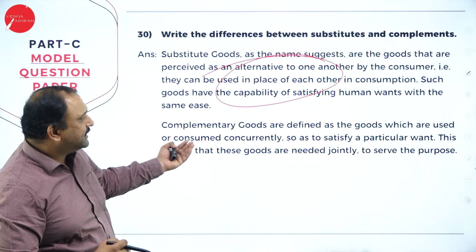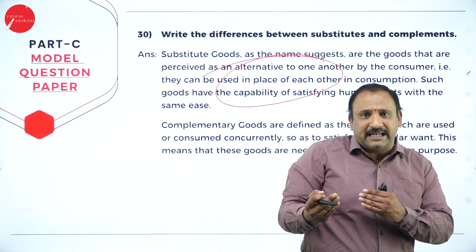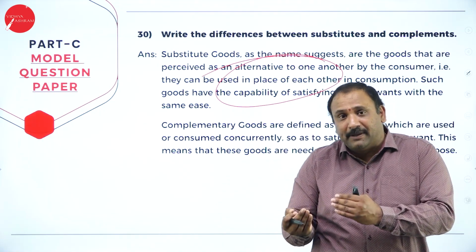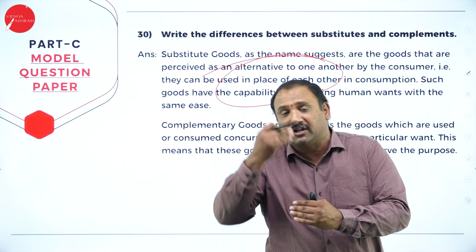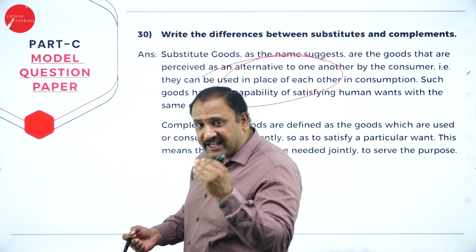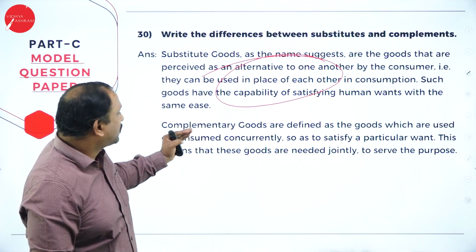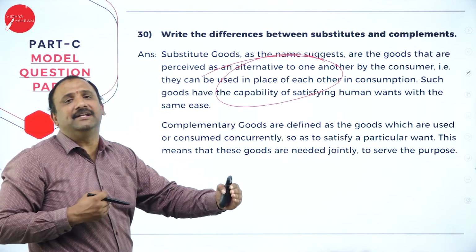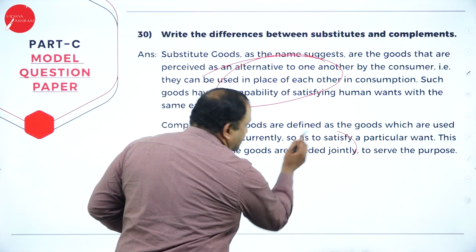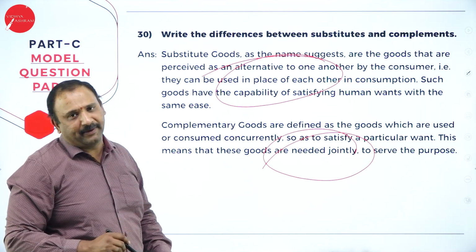Now, complementary goods are those that go hand in hand. So, coffee with milk. Coffee and milk are not substitutes; they are complementary in nature. When I talk about coffee and milk, they are goods that go hand in hand. That's where this word complementary comes in. A complements B, that means they go hand in hand and jointly serve the purpose altogether.